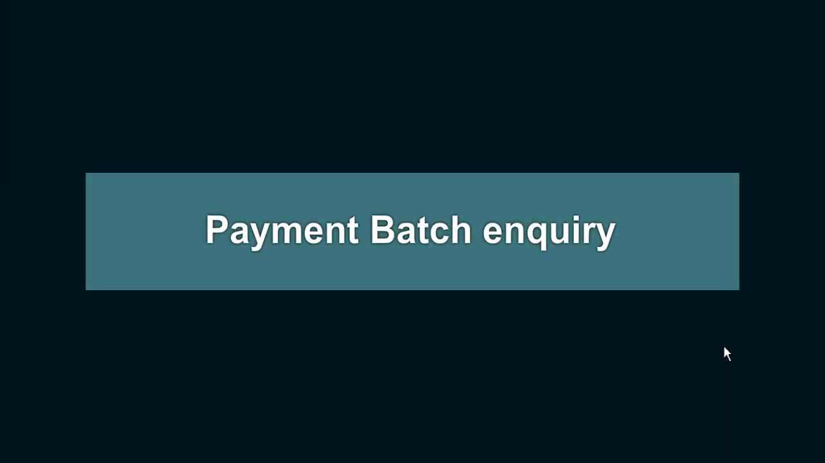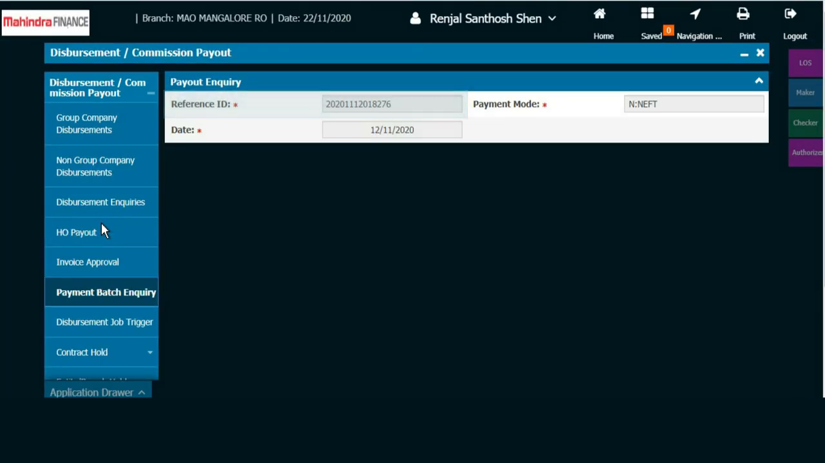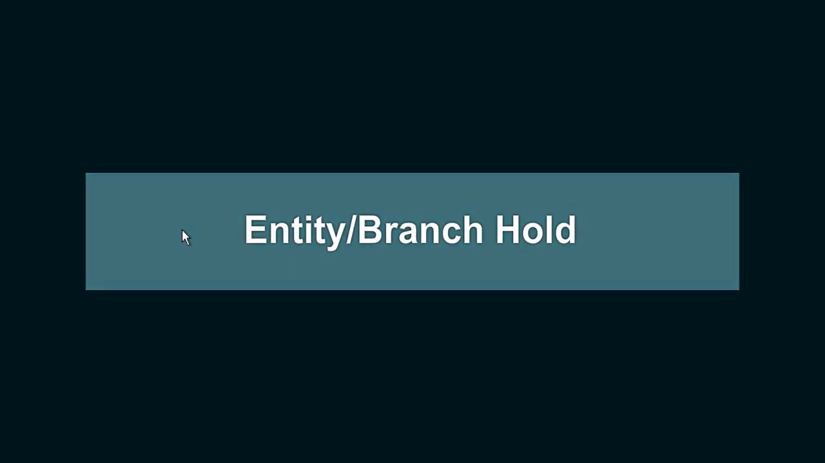Payment batch inquiry. For payment batch inquiry, select the option of payment batch inquiry. Enter the reference ID and select payment type as commission or payout and click on Submit. Disbursement details of the batch will reflect.